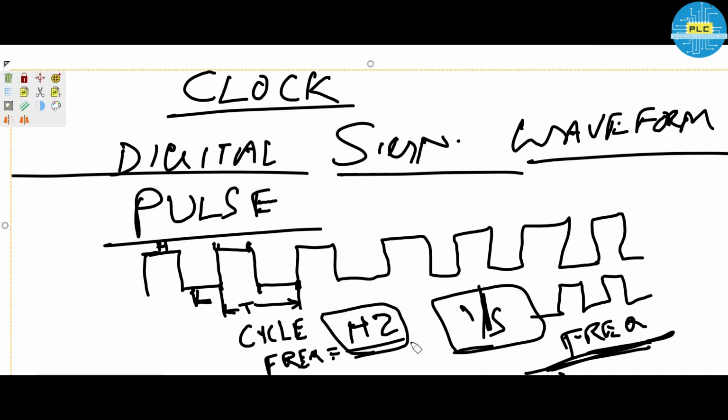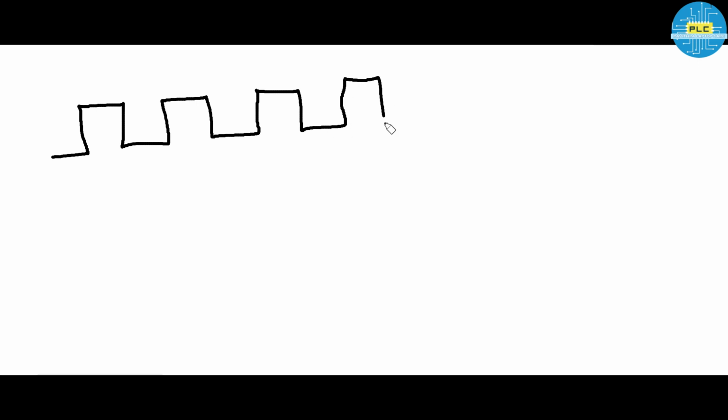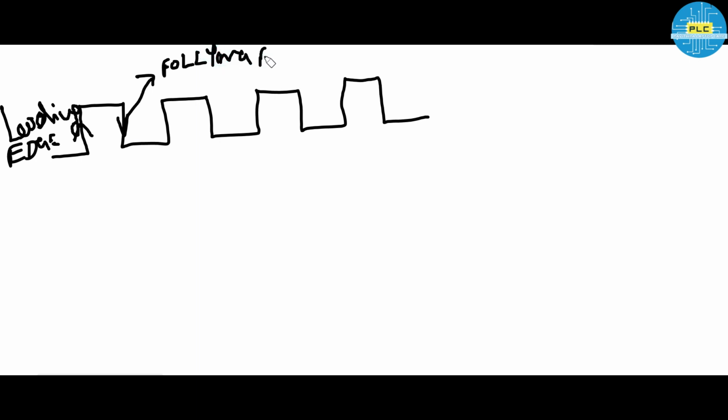Once again, I'll delete this and write it down once again. This is called a pulse. Here this portion we call the leading edge, and this portion we call the falling edge. This one is the leading edge and this one is the falling edge. This one is the total time delay.